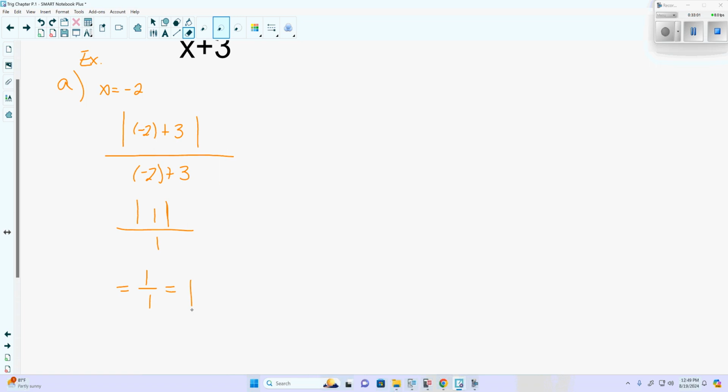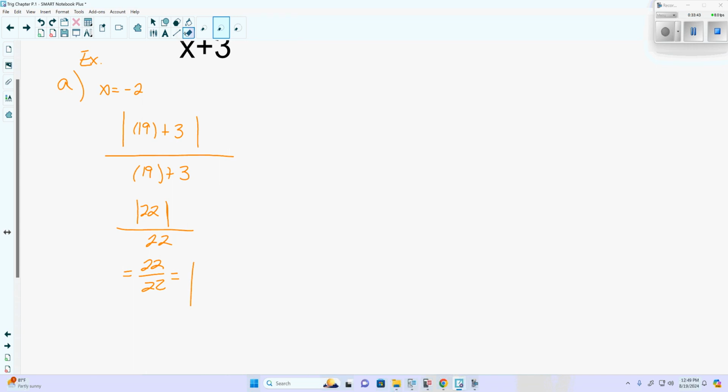And we could try the same thing with negative 1. Or, now you can say 19, because 19 is greater than negative 3. 19 plus 3 would be 22. On the bottom, it would be 22, which would just be 22 over 22, which is 1. So we kind of see how this works, yes?